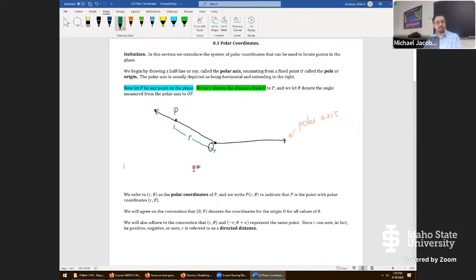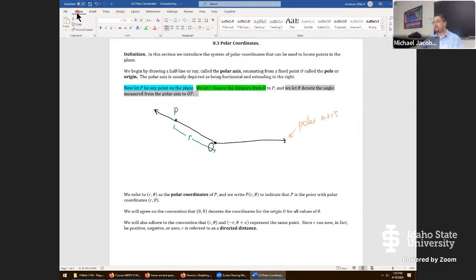So we have a distance from the point P to the origin. That's not quite enough to specify the point, because the next thing we need is the angle theta, which is going to tell us how much we should rotate off the polar axis to actually arrive at that point P. So theta goes right here.